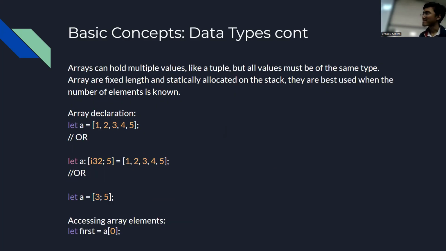Yeah, these are examples of array declaration. The first one is one you might have seen before, where you just have let A equals 1, 2, 3, 4, 5. Another one is where you declare the type of the values, and then you say the length of the array. These are 32-bit signed integers. And then the third one is where you have 3 colon 5.